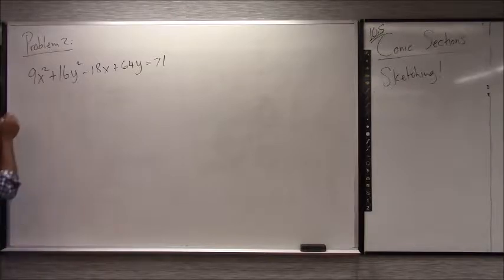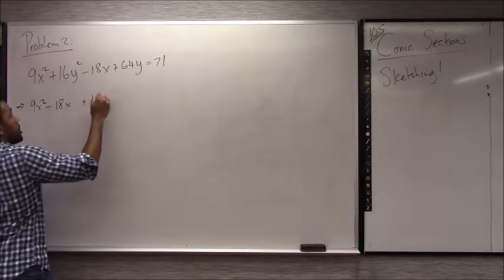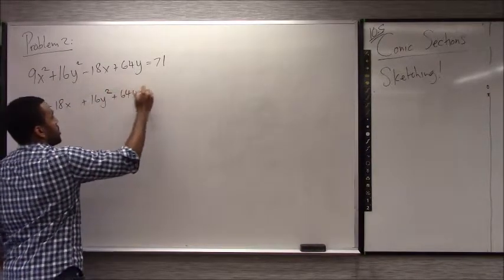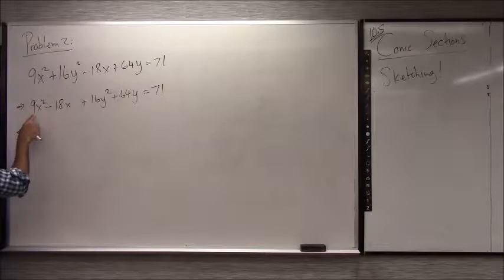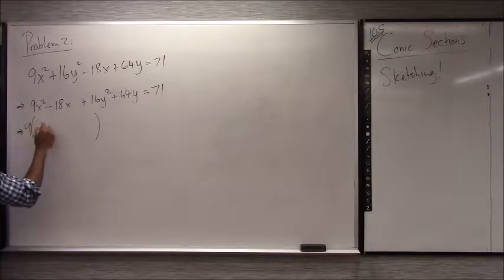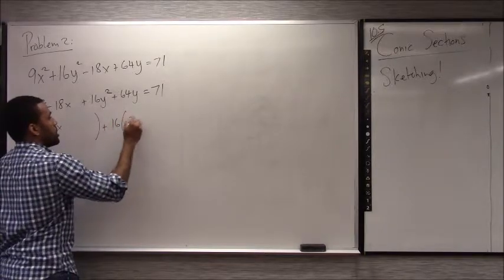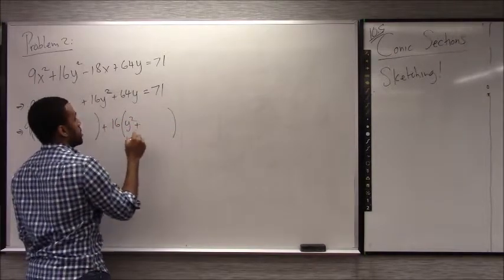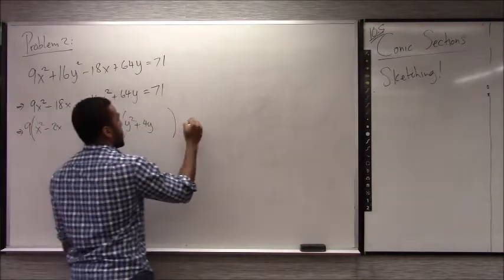So what do we do? Well, the first step, probably the quickest way to do it, is to group the x's and the y's, more for conceptual psychological reasons. It's nice to just see them right beside each other. We know we want to complete the square for the x and the y, but the fact that this guy has a coefficient is a problem, so we factor out that coefficient. That leaves us with x squared minus 2x. This one here, again, we factor out the 16. This leaves us with y squared plus, 16 goes into 64 four times, plus 4y equals 71.